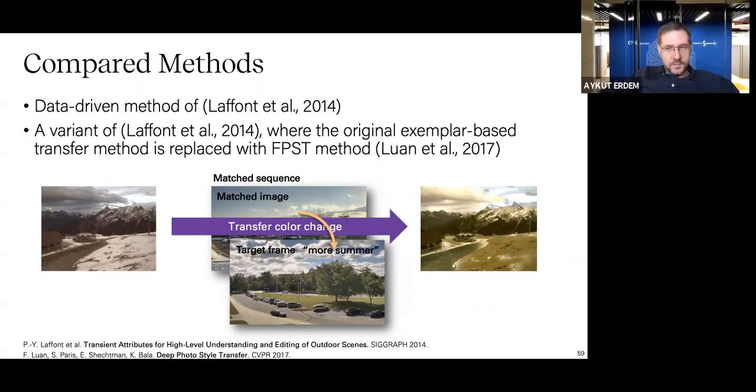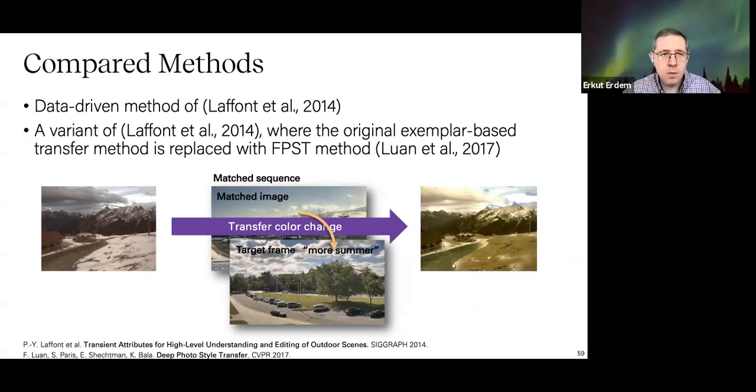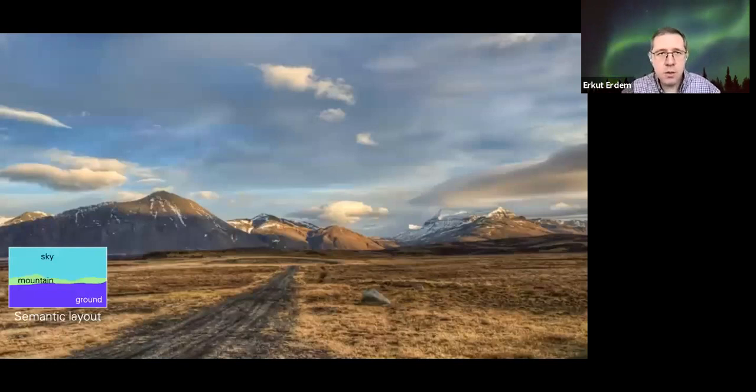Okay, so to make the comparison a bit more fair, we replace the standard exemplar-based transfer method by the fast photo style transfer method that we considered in our framework. So once the target frame under the target attributes is retrieved, we just use this as a style image and try to perform the style transfer operation accordingly. Okay. Before talking about the quantitative and qualitative comparisons of this method and ours, let me first show you the results of our approach.